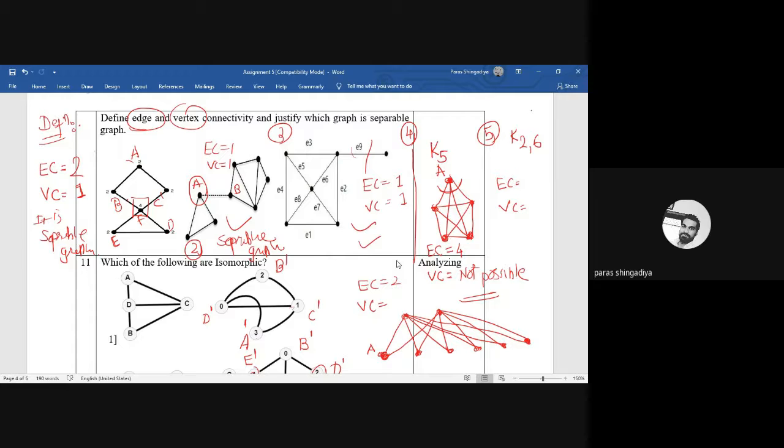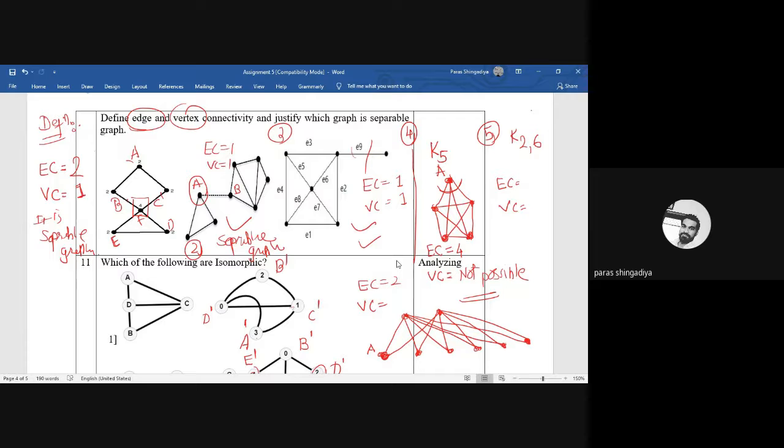Mayank, can you hear me? What will be the answer? Mayank? Sir, can I answer? Yes, yes, please. Vertex connectivity is 2. Yes, that's the answer.